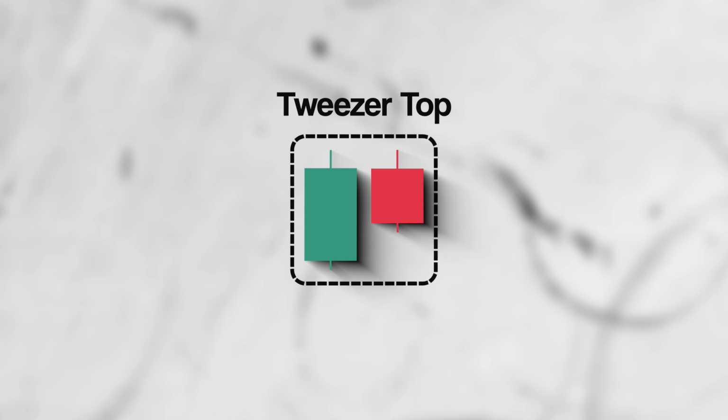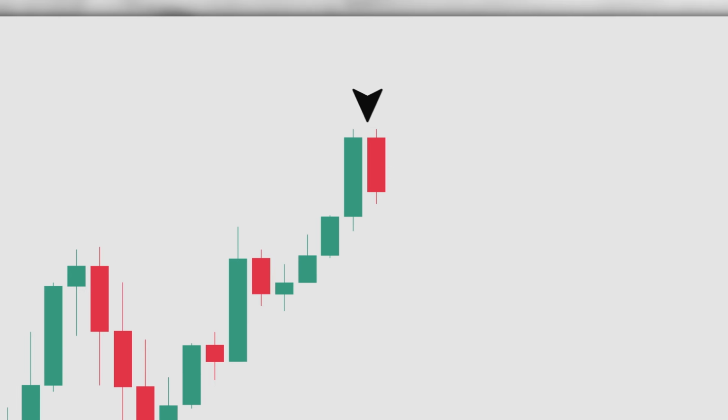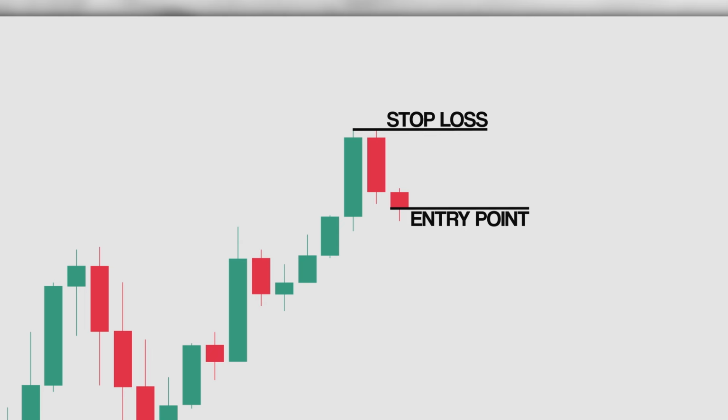The mirror version of this setup is the tweezer top pattern. Here, everything works in the opposite direction. We see an uptrend, followed by a tweezer top formed by a bullish candle, and then a bearish candle with identical highs. We wait for the next bearish candle to form and close. After that, we enter a short position at the close of that candle, and we place the stop loss at the level of the highs of the candles that form the pattern.